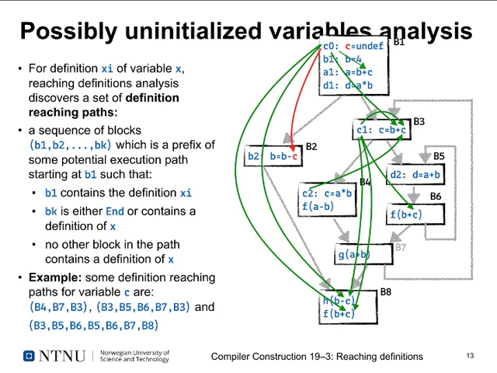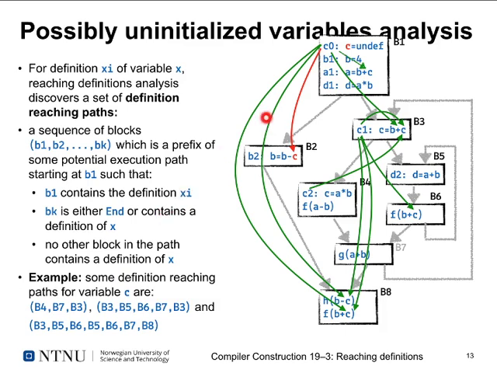So for a definition xi of a variable x, reaching definition analysis discovers a set of definition reaching paths. Essentially this is a sequence of blocks b1 to bk, and these are a prefix of a potential execution path that starts at b1, so that b1 contains the definition xi, like up here. bk is either the end or contains another definition of x, and no other block in the path contains a definition of x.